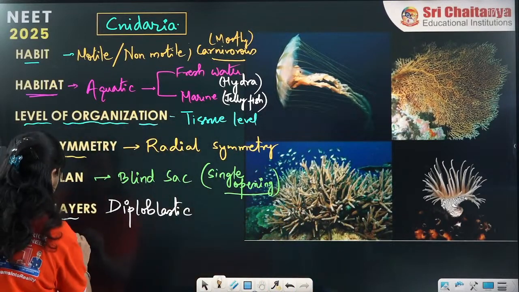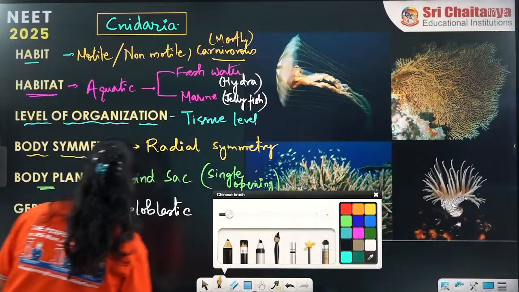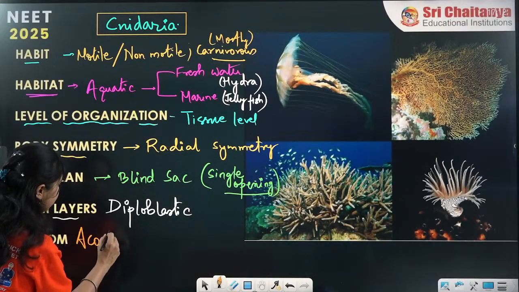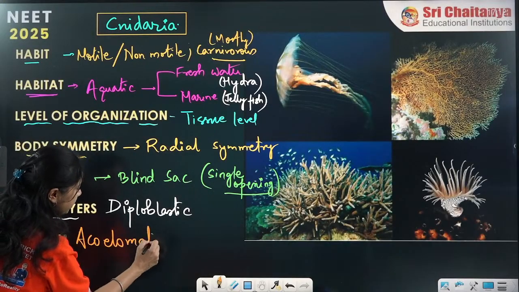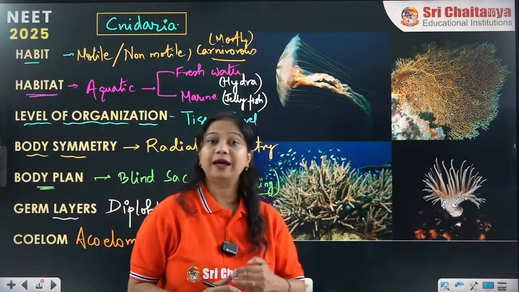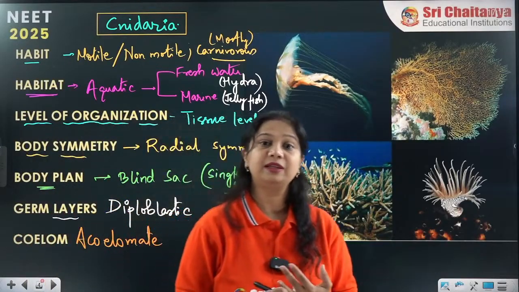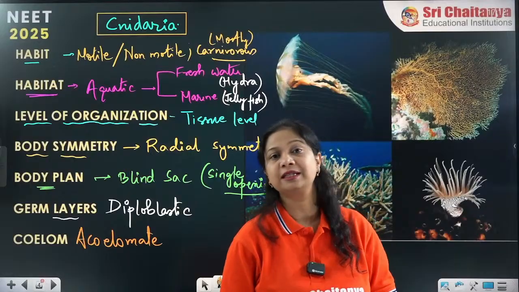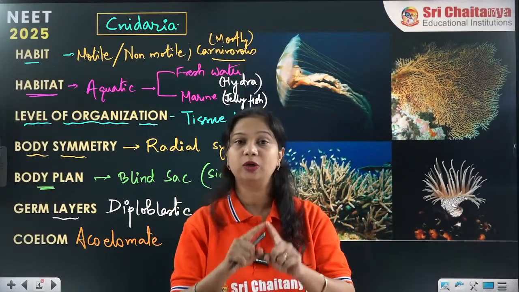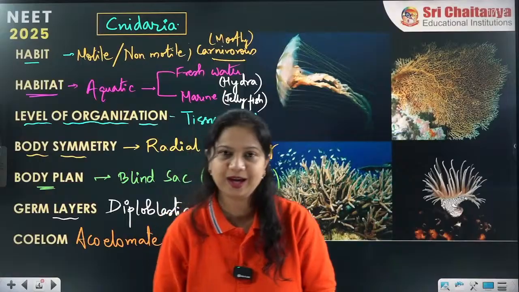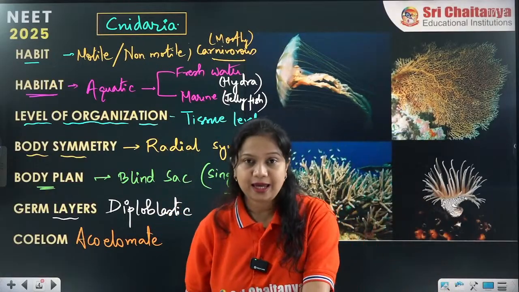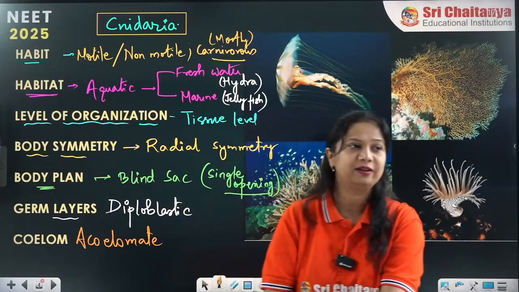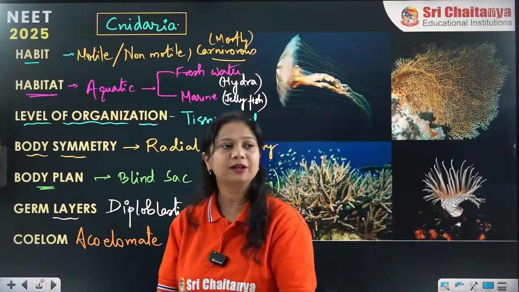What is the meaning of acoelomate? Acoelomate means they do not have a proper cavity or empty space present between the ecto and endoderm, which is lined by the mesoderm completely. Okay. So that is called the acoelomate type of body cavity. Very good. Most of you have got it correctly.